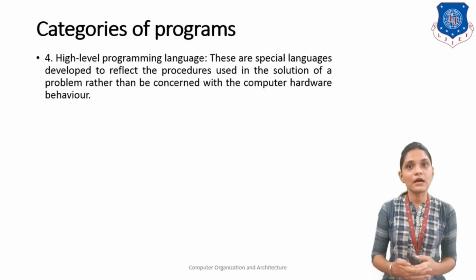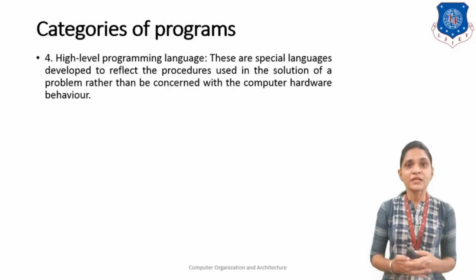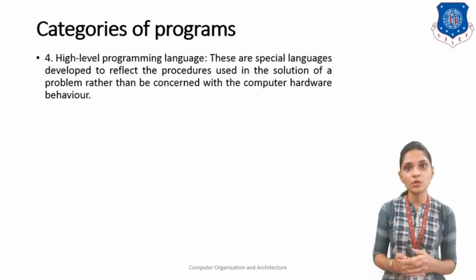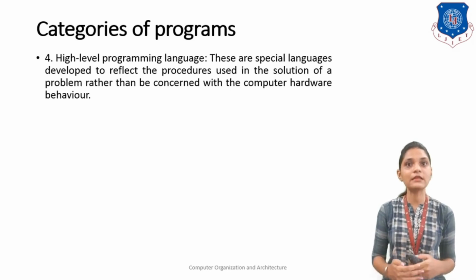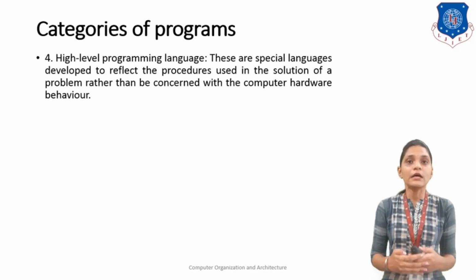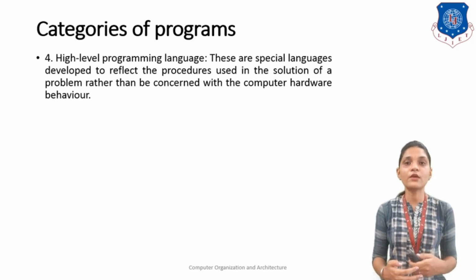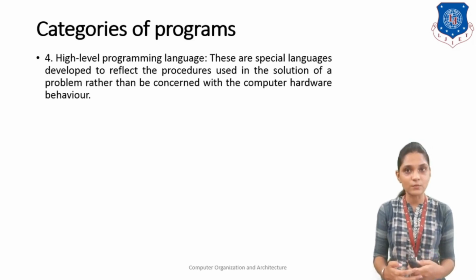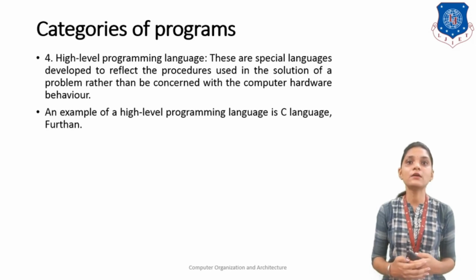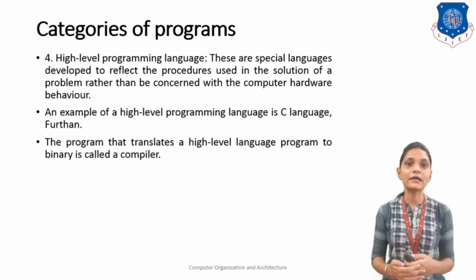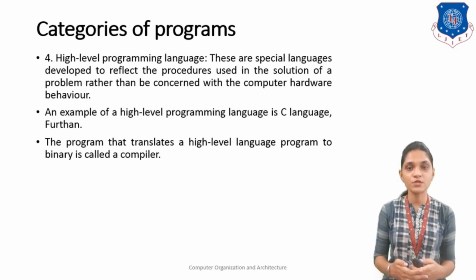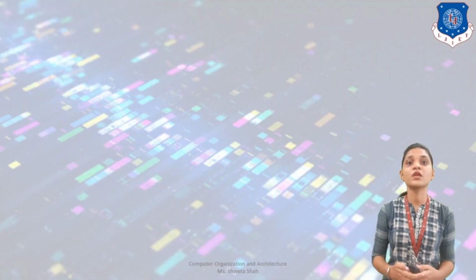The fourth category is the higher level programming language. These are special languages developed to reflect the procedures used in the solution of the problem, rather than being concerned with the computer hardware or its behavior. In this type of language we use English-like statements. Examples of higher level programming languages are C or Fortran, etc. The program that translates a higher level language program into a binary language program is known as a compiler.